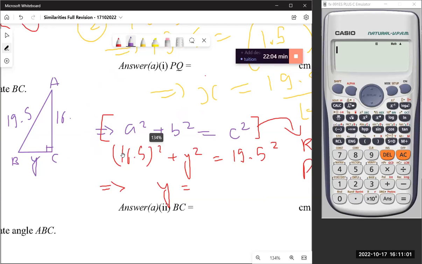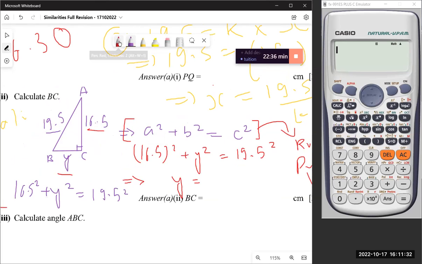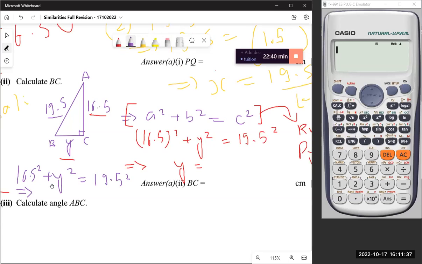And from the Pythagoras theorem, I know that a square plus b square is equal to c square. Or any two sides square, let's say if I take 16 square plus y square, which is 16.5 actually, 16.5 square plus y square must always give us 19.5 square. Always. So you take these two sides and these two must be equal to this one. Square both of these and this will be equal to this. Therefore, when I solve this equation, I'll get y. Now, any doubts so far?